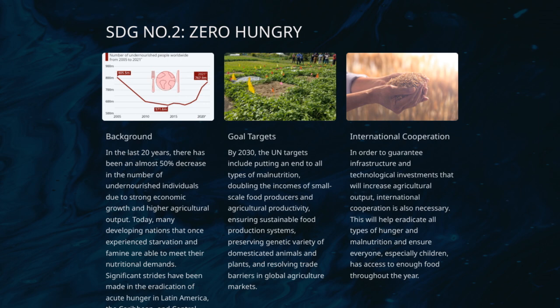Looking ahead to 2030, the UN's targets are quite ambitious but vital. They aim to end all types of malnutrition, double the incomes of small-scale food producers, and increase agricultural productivity. Additionally, they focus on creating sustainable food production systems, preserving the genetic diversity of domesticated animals and plants, and removing trade barriers in global agriculture markets.